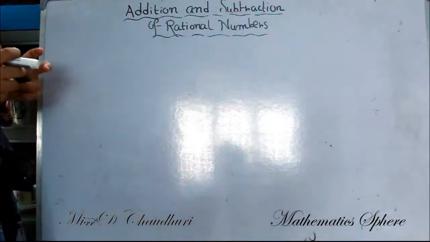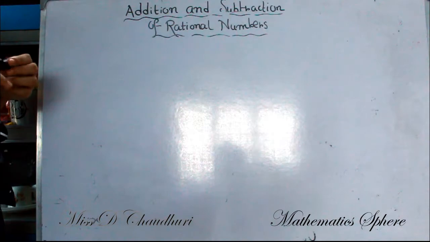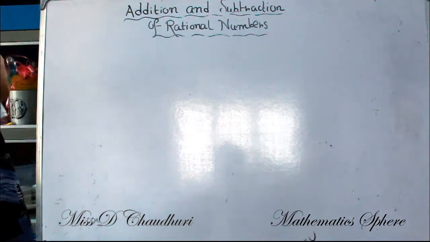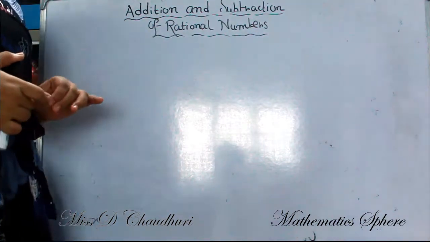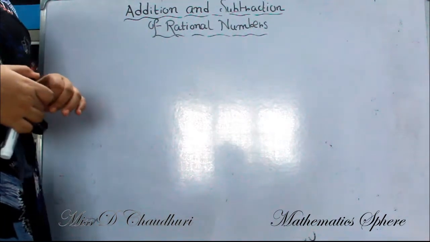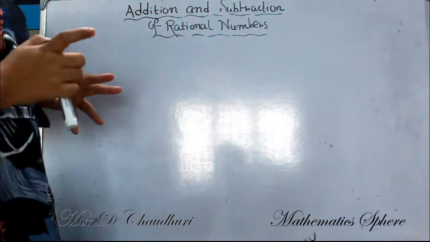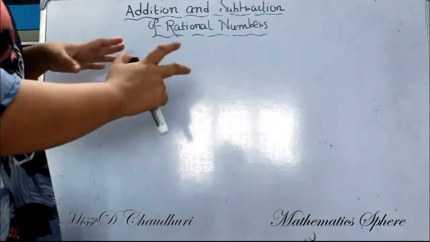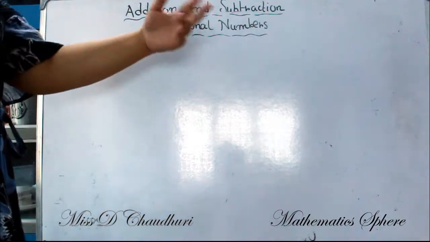We are going to start the addition and subtraction of rational numbers. In the previous video I taught you how to compare rational numbers. First of all, we have seen what rational numbers are, and everything was discussed in the previous video. Now in this video we are going to see how we add two or more rational numbers, or subtract one rational number from the other.